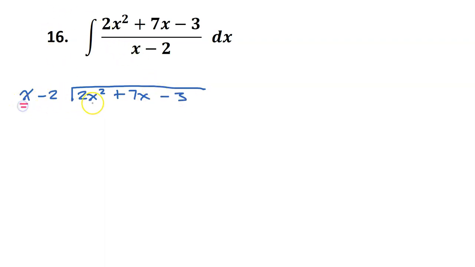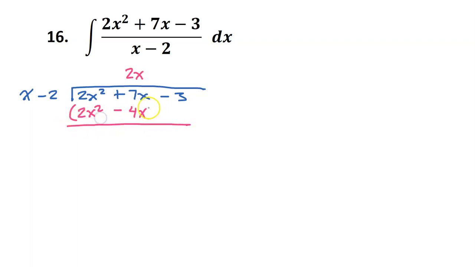So I look at the first terms and I ask myself, x times what will give me 2x squared? And the answer to that is 2x. So I'm going to put a 2x up at the top. Now I take my 2x and I do the distributive property. So 2x times x is 2x squared. And 2x times negative 2 is negative 4x.